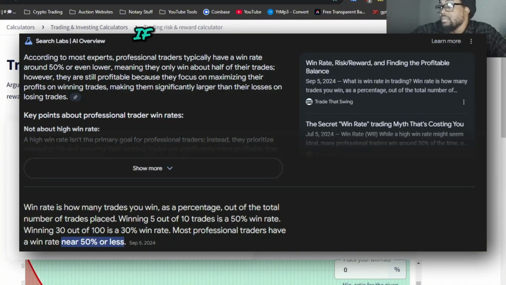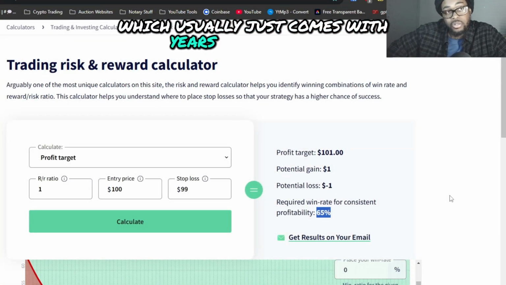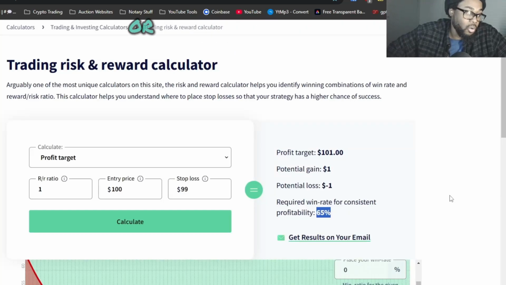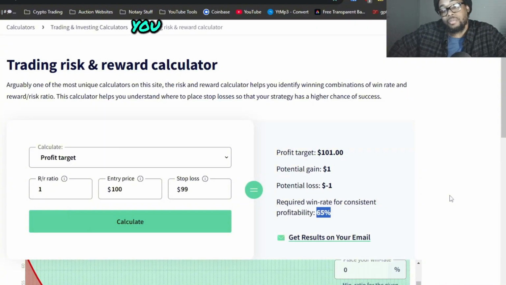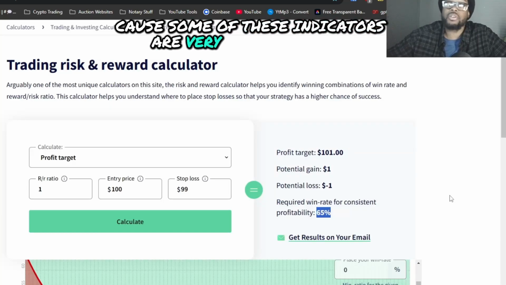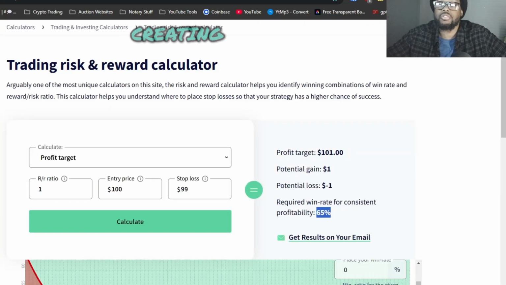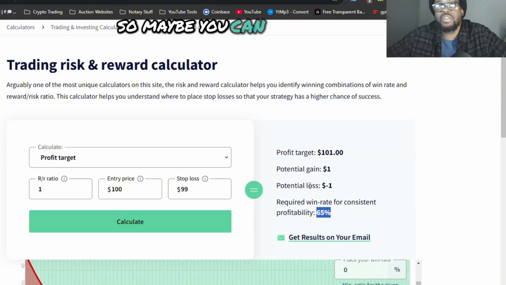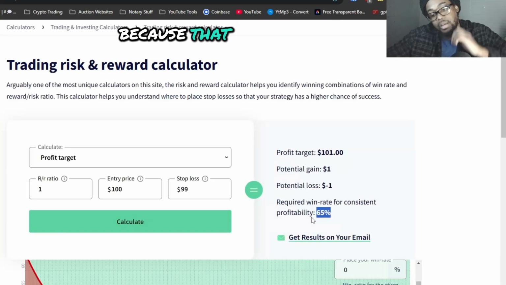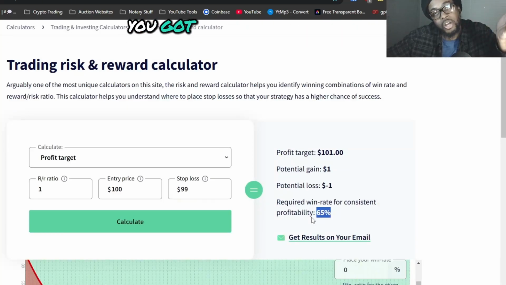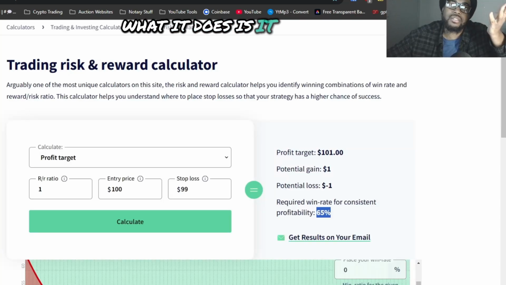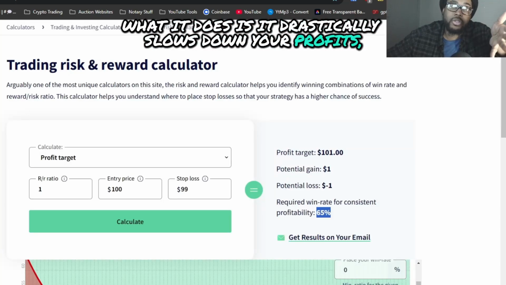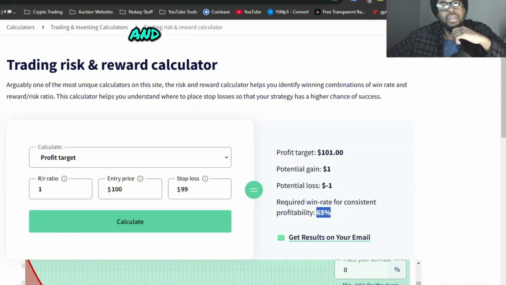The only way that you can do that is if you're pretty experienced, which usually just comes with years of knowledge and practice, or if you just have a really good indicator. And maybe you might have the latter. You might be able to find a good indicator, because some of these indicators are very good nowadays, especially with AI and stuff creating these indicators. So maybe you can do that, but it's still just not smart, because that means that if you win a trade, okay, cool, you got $1, but say the next trade you lose, now you're back to square one. You literally have to keep trading and you have to keep winning. And basically what it does is it drastically slows down your profits, and you have to take more trades, and it's just not good, right?